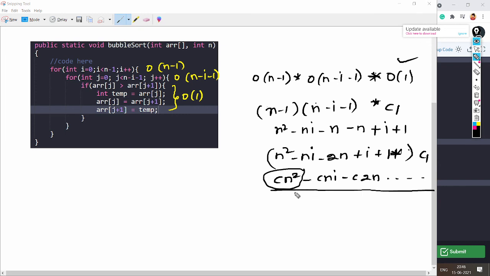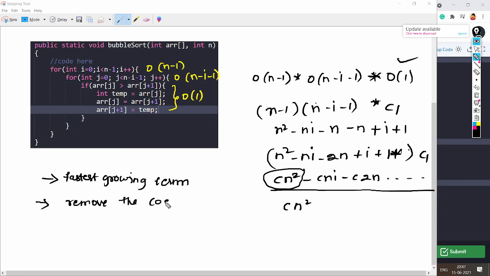Exactly, cn square. So there are two steps I already discussed in the time complexity videos. First of all, you have to find the fastest growing term among all these. And the next step is to remove the coefficient. If you do the same thing, the fastest growing term is cn square. If you remove the coefficient, you will get only n square. So the time complexity is O of n square.